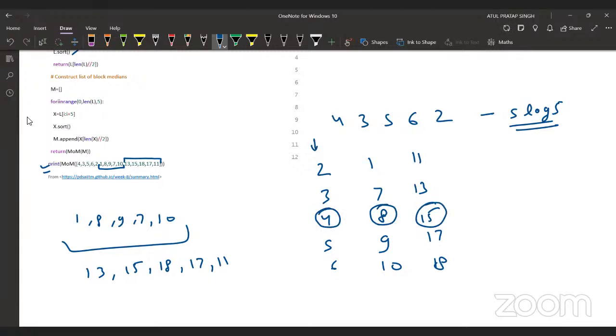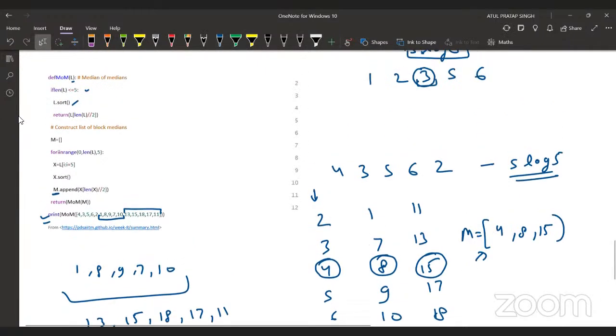That means we collect these things in our M list, in our code M list, median of medians. So these are the medians. Now we have these elements in our list: 4, 8, and 15. Now we will call this MOM function on this input list.